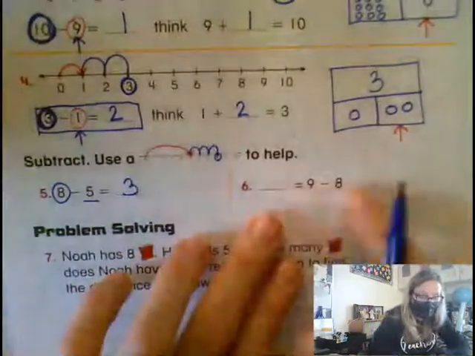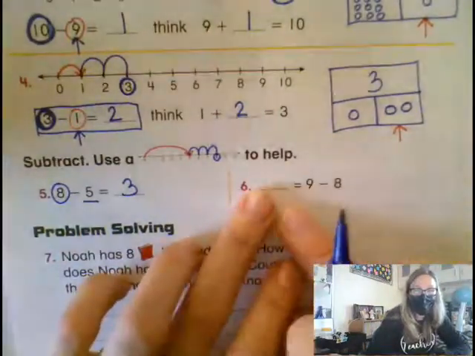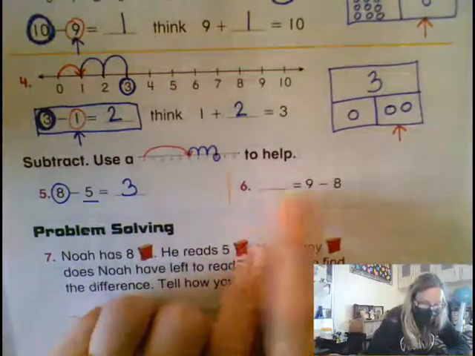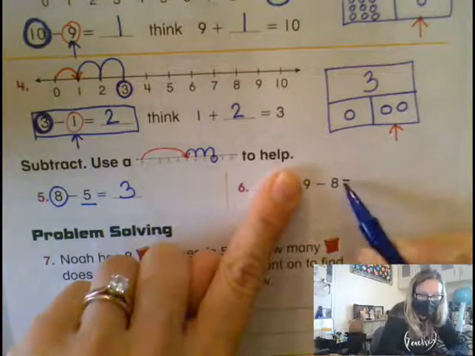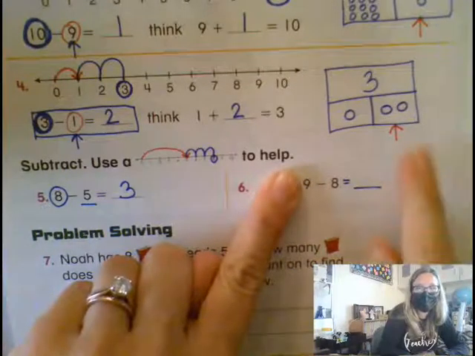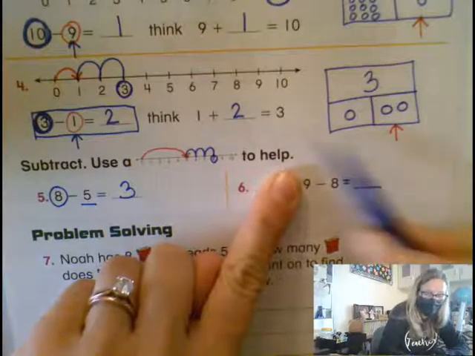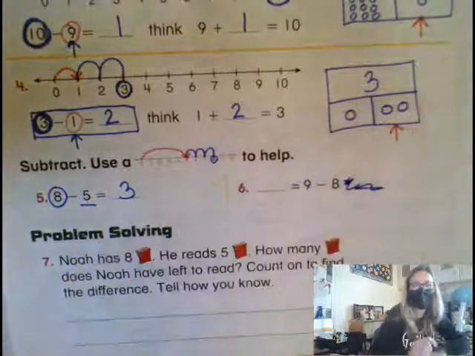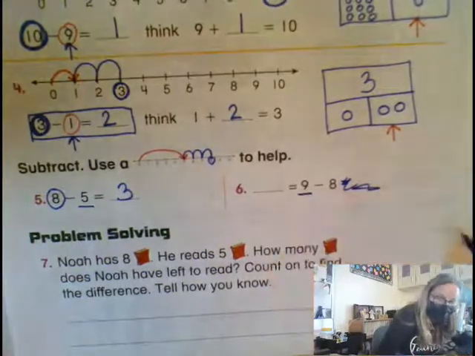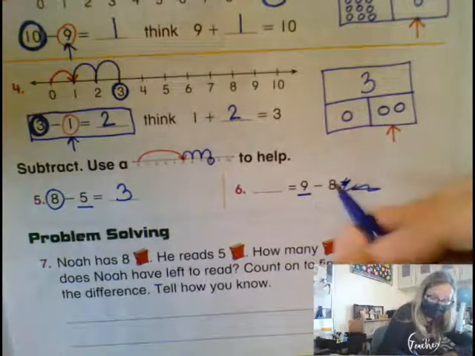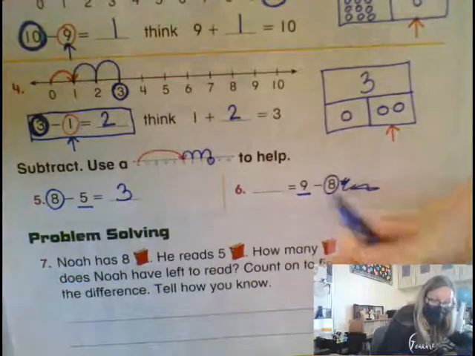All right, the next one, don't let it confuse you. They just flip-flopped. This one says some number equals 9 take away 8. That would be the same thing if I said 9 take away 8 equals some number. See how they just moved this equals over to the other side, okay? That's all they did. So 9 take away 8. So 9 is my big number. That's my whole. And 8 is one of my pieces.